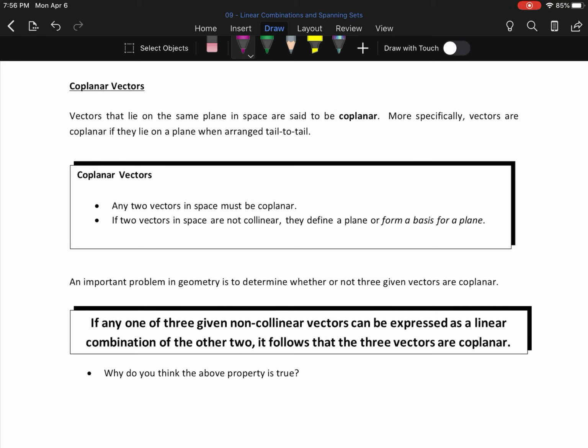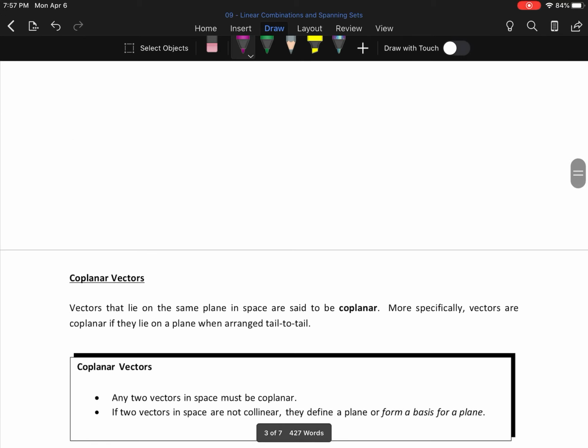Now, any two vectors will be coplanar. As soon as you have two vectors, they'll be coplanar for sure, because the plane we can just lay along the two vectors. And if two vectors in space are not collinear, they define a plane. So if you have two vectors that are lying in the same direction, you won't get a plane out of it. It won't be flattened out to get a plane. You'll just get a line. And that video shows that wonderfully, by the way. But if they are not collinear, then they will define a plane and form a basis for the plane.